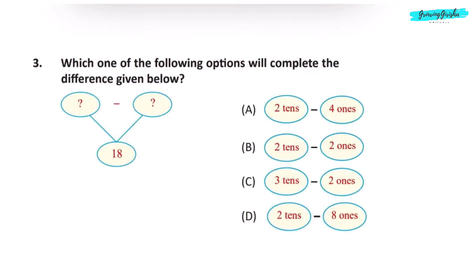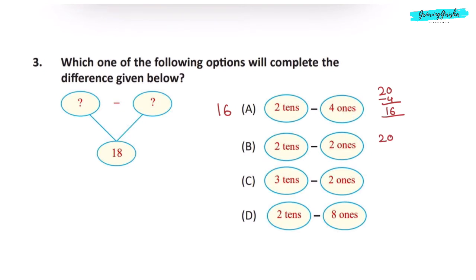Question 3. Which one of the following options will complete the difference given below? So let's solve the options. Option A is 2 tens, 20, minus 4 ones, that is 4. So 20 minus 4 is 16. We'll write 16. 2 tens, 2 ones. 2 tens is 20, 2 ones. 20 minus 2 is 18. So option B is 18. Yes, we have our answer. Option B will be the correct answer.